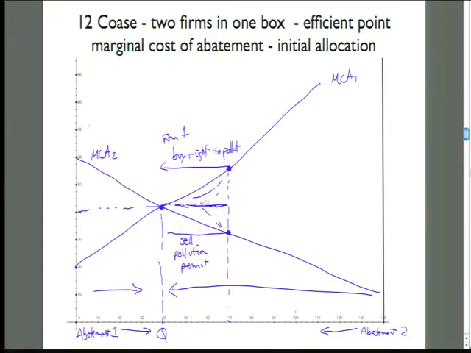For firm 1, there's a whole bunch of value. Their costs are higher than what they would actually have to pay to get there. So because these costs are so high, they'd rather buy permits to get there.